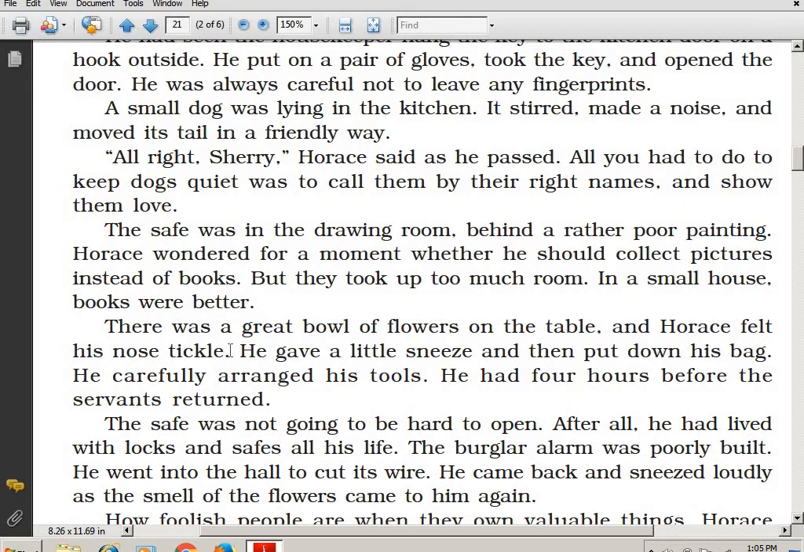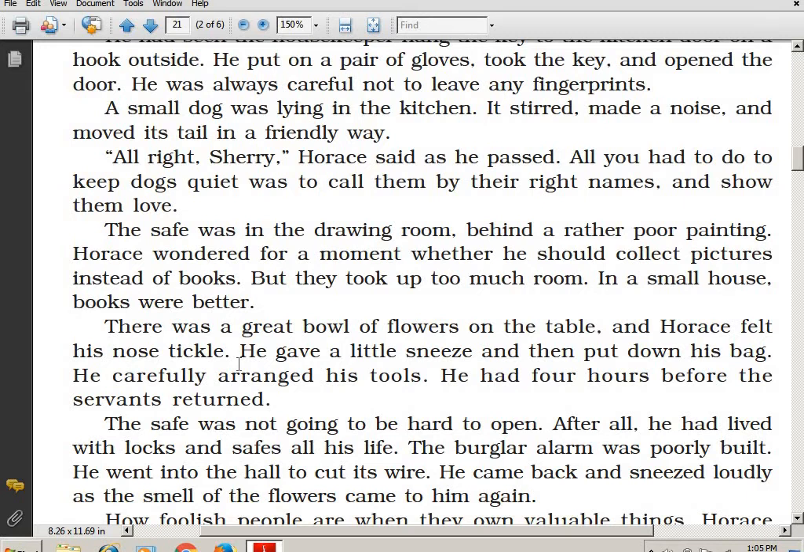When does his nose get tickled? His nose used to get tickled when there were flowers and so on. It was an allergy, hay fever. He gave a little sneeze and then put down his bag.